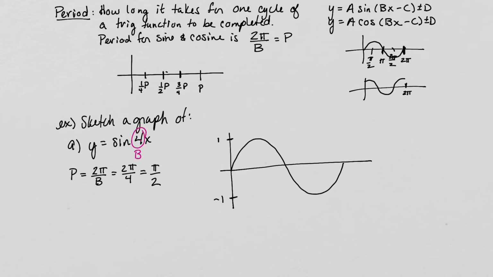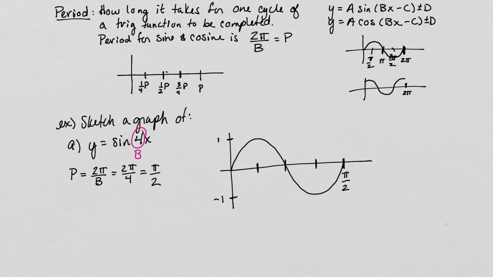The second thing is, now I know that this end spot is P, so this is going to be pi over 2. And remember, I need to label this spot and this spot. So I know the end is pi over 2, but I have to find labels for those other 3 spots. The way I'm going to do that is by using this stuff here. So I'm going to need to figure out 1/4 of P, 1/2 of P, and 3/4 of P.